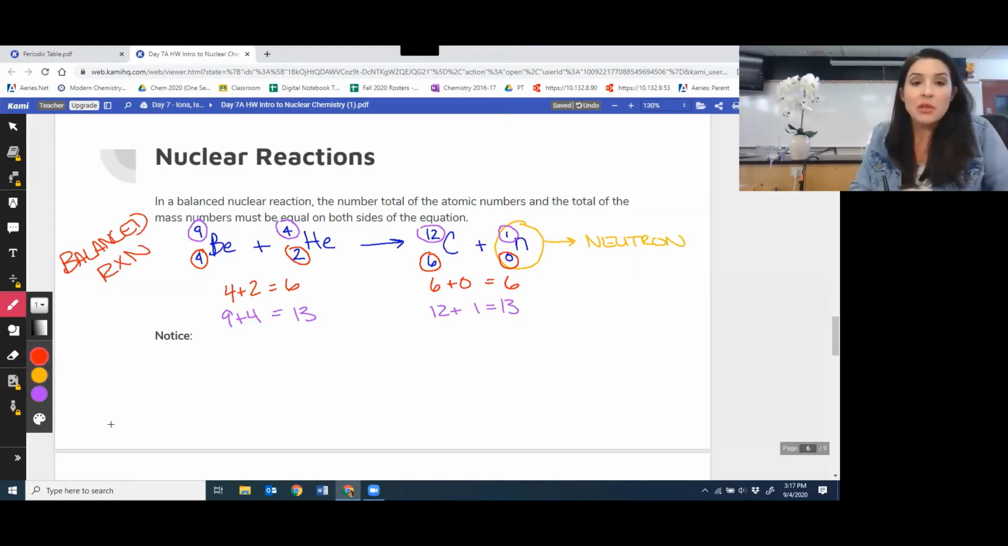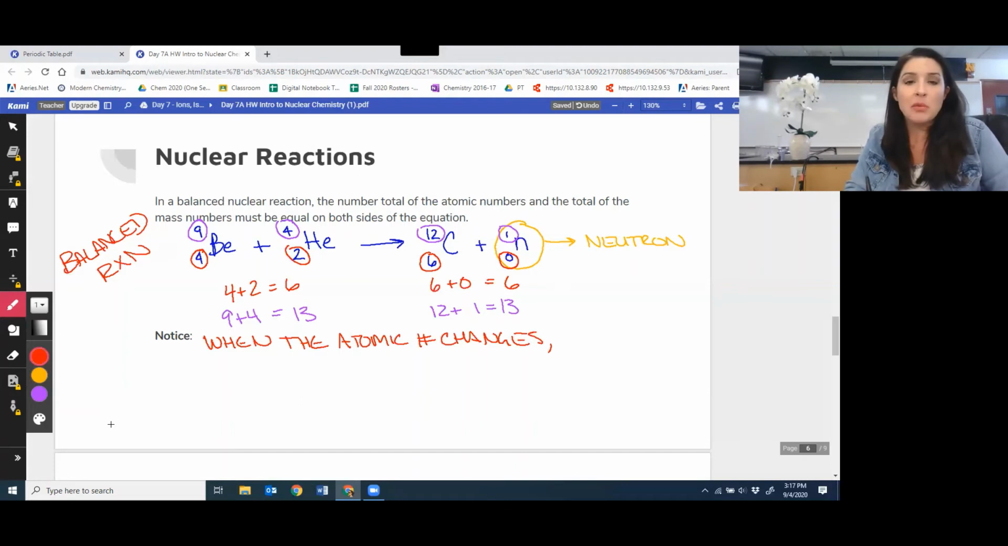But notice something. When the atomic number changes, like it did in this example, the identity of the element changed. When I took beryllium, 4 protons, and bombarded it with helium, 2 protons, I ended up with an element that was 6 protons. This is a completely different element than I started with. So when the atomic number changes, the identity of the atom changes.